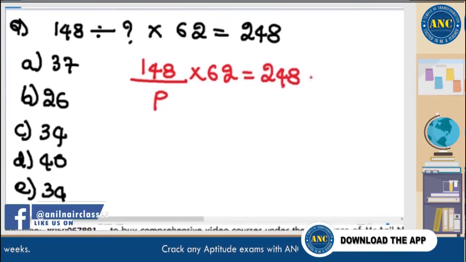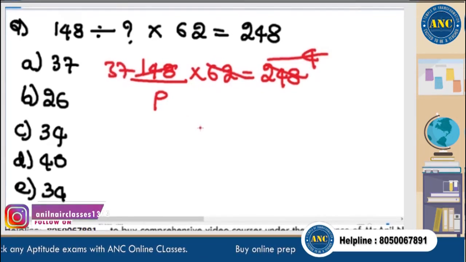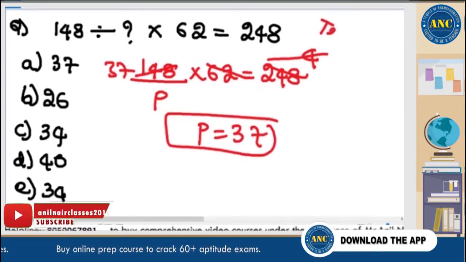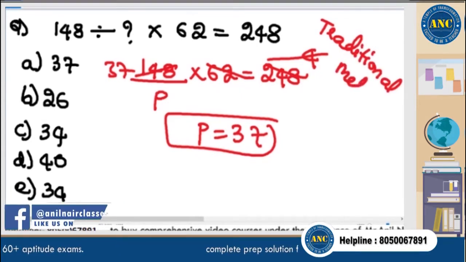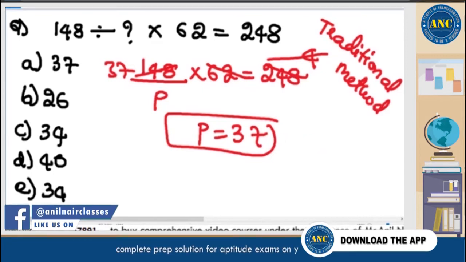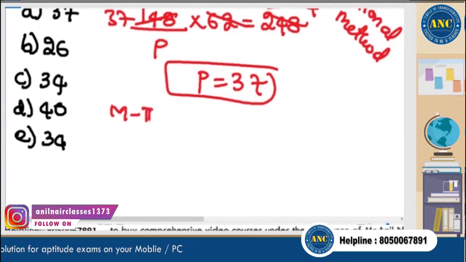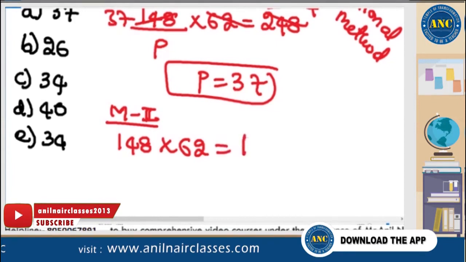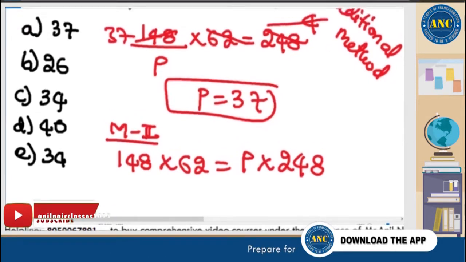Generally one method is, 62 fours are, it is going 4 37s are. Somebody asked how to do it in fraction. P is 37. This is a traditional solving method. Play with the answer option. Method 2. Don't forget all the tools whatever I discussed. 148 into 62 is nothing but P into 248.